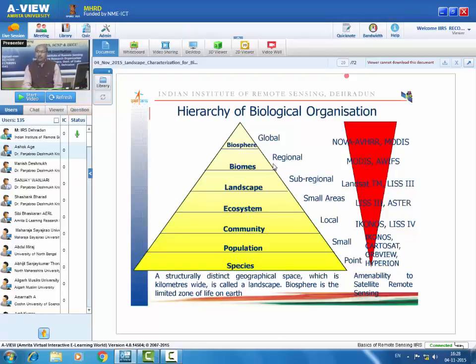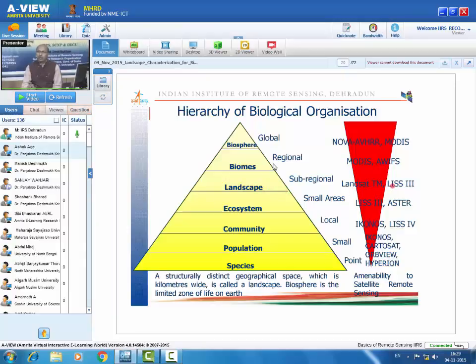Let me give you what remote sensing offers and what we are talking about. If you look at this triangle here, this is the hierarchy of biological organization. I could put the gene at the bottom, but I have not put it here because from remote sensing you cannot talk about genes or genetic level information. So let us start with the species, and the species converge into population, then into community, and then into ecosystem, and the landscapes, and then biomes and the biosphere. That is the global scale actually. So we are talking about the landscape level, the sub-regional scale where you have large forest areas, and it is also amenable to remote sensing.